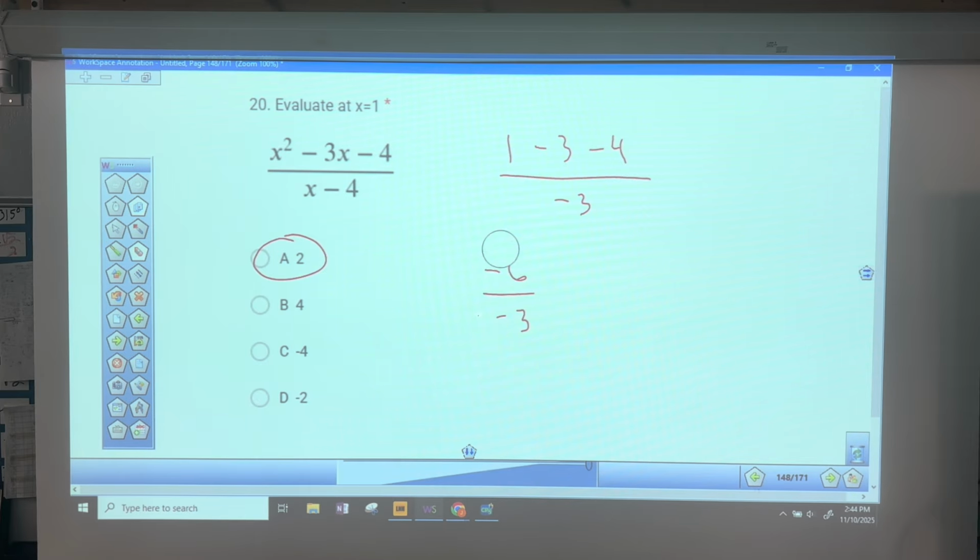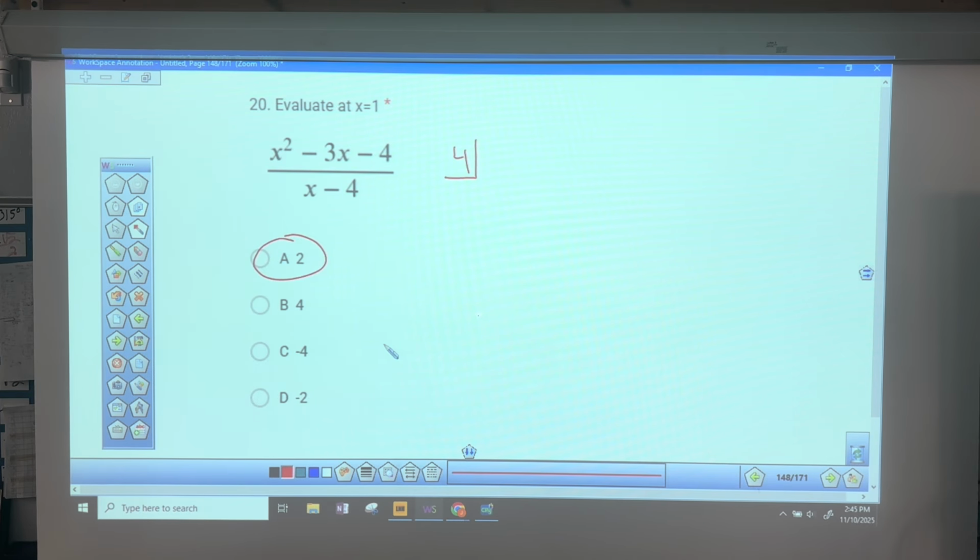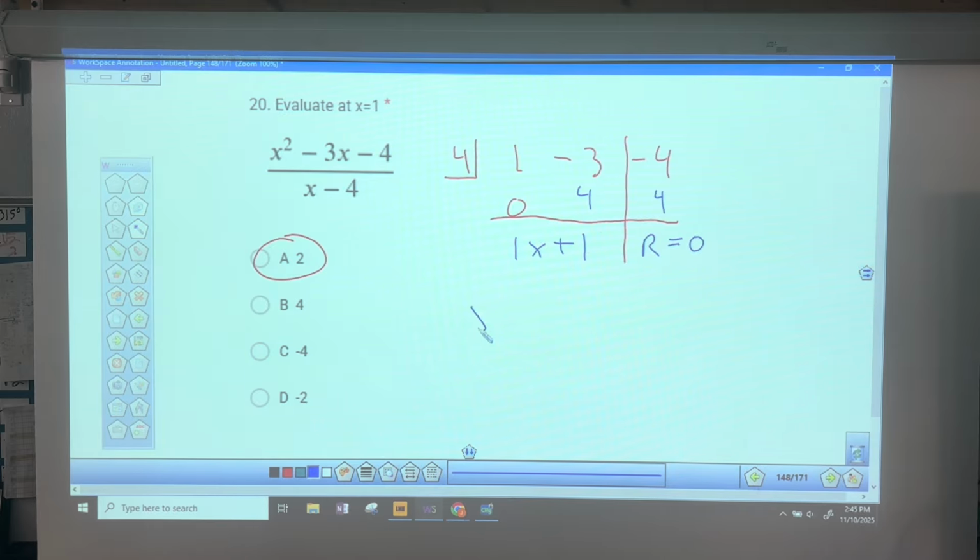Let's see what happens if I did synthetic. So if I did synthetic, it would be 4 in the backwards box. One plus 0 is 1. 4 times 1 is 4. 4 minus 3 is 1. 4 times 1 is 4. So after I simplify it, it would equal x plus 1. So x plus 1 is what happens after I divide that. And now I plug in the 1. So 1 plus 1 is 2.